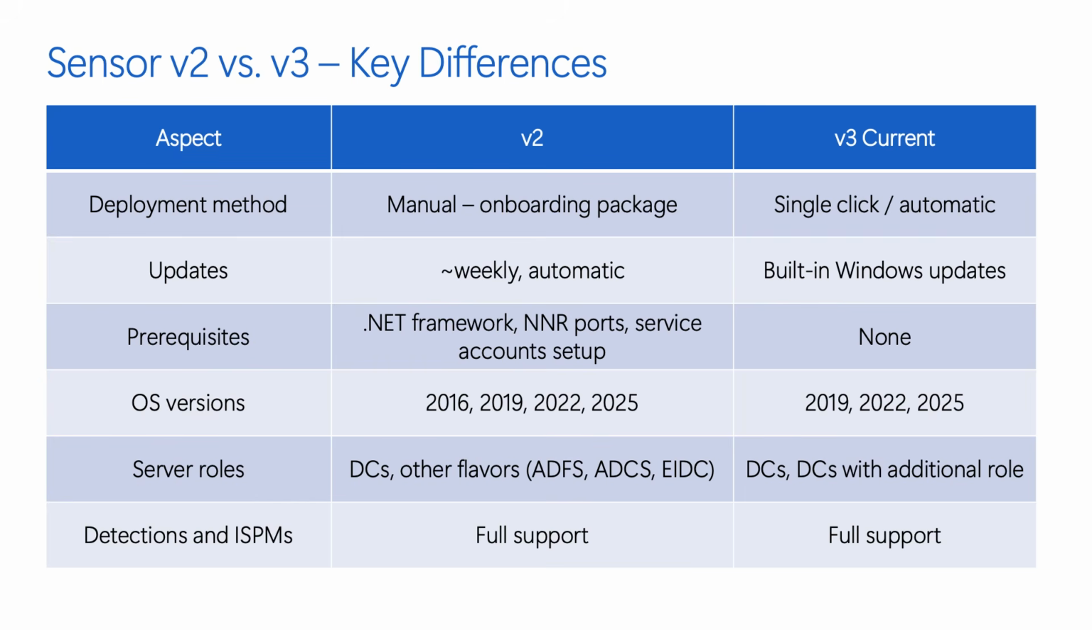Cool. And then the prerequisites: we had to have the .NET Framework installed and all of this. Now there is nothing. And then different operating system versions, also DCs with additional roles, such as a certificate server or an ADFS server and all of this. And then detection and ISPM full support as it was before. This is already awesome. And I also want to call out that the V3 sensor uses much fewer resources than the V2. So no CPU or memory issues that might occur in the environment.